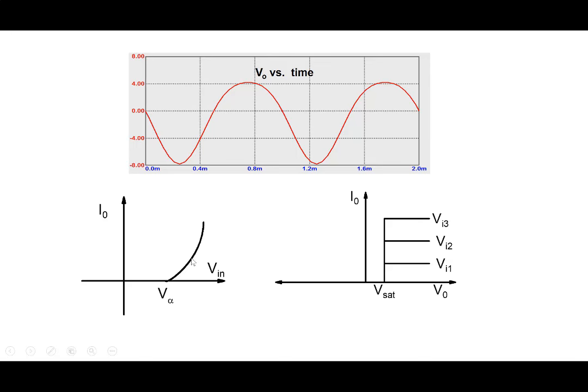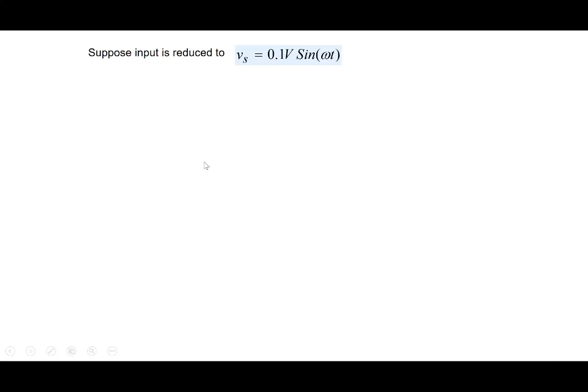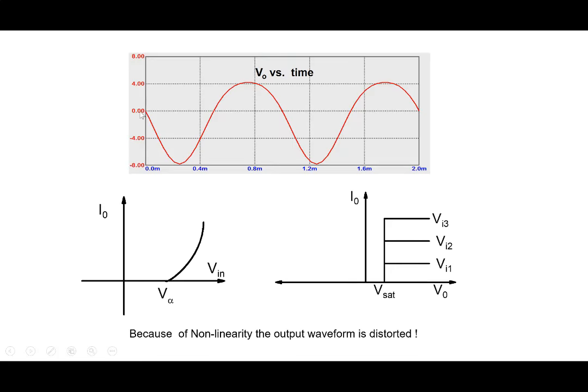There's a distortion because we are biasing it at a particular point, and when the input voltage is going up, the current is increasing a lot more in the positive direction, and when the input voltage is going down, the current is not decreasing by as much here because of this nonlinearity. So the waveform is distorted. Whenever we have a nonlinearity, the distortion will always be there.